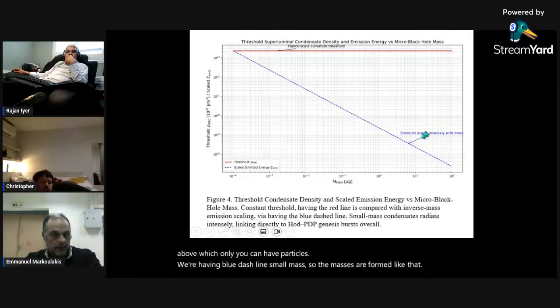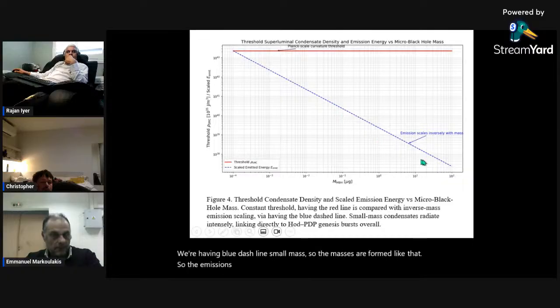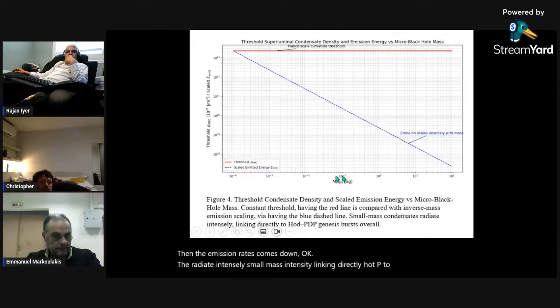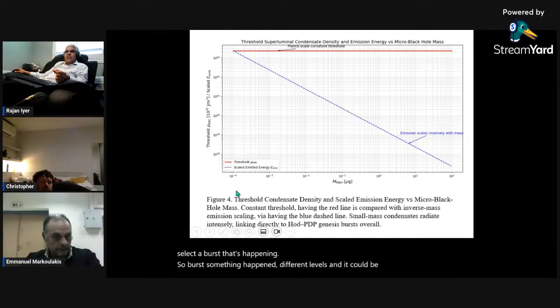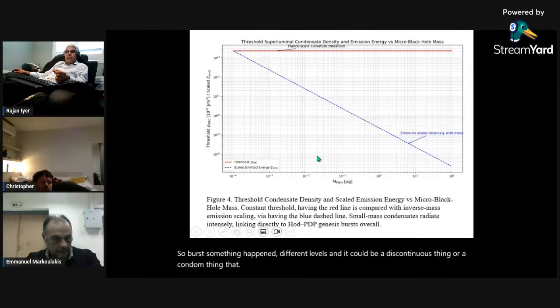So the emission scales then as mass keeps forming, as you have higher and higher masses of the micro black hole, the emission rate comes down. Small masses radiate intensely, linking directly to hot PDP genesis bursts overall. So it's like a burst that's happening. Bursts happen at different levels, and it could be a discontinuum thing or a quantum thing, that they are transitions. They're not continuous in that sense mainly.